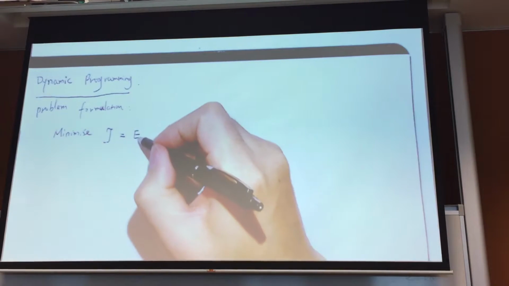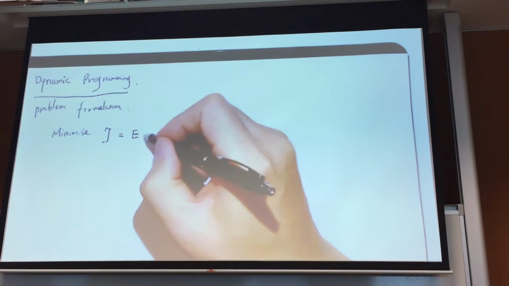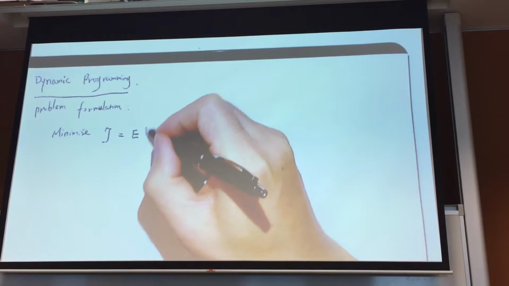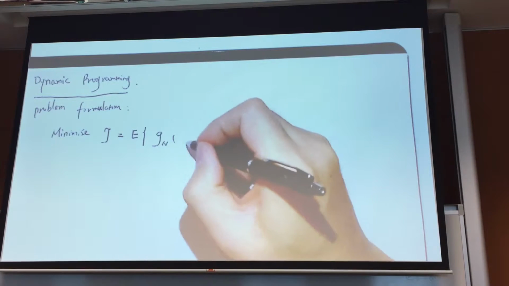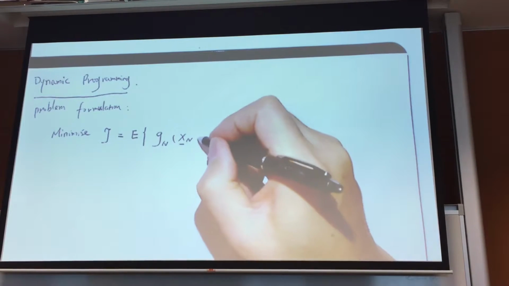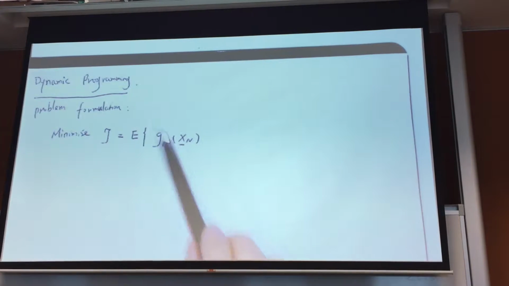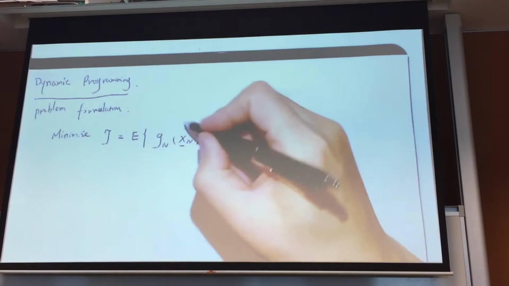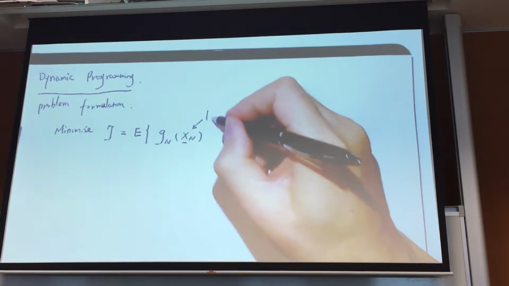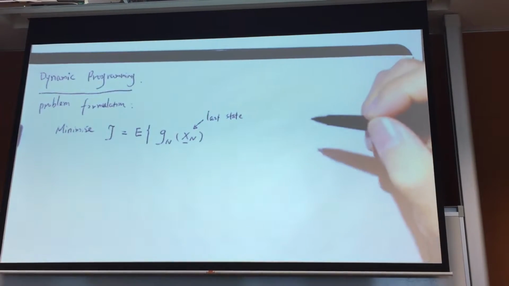Firstly, we have this expectation operator because we can deal with random variables in this problem. We have a function to deal with the final state. It's similar to the problem formulation in the calculus of variations. Remember, we have a function corresponding to the final state. This is the last state, corresponding to the final condition.